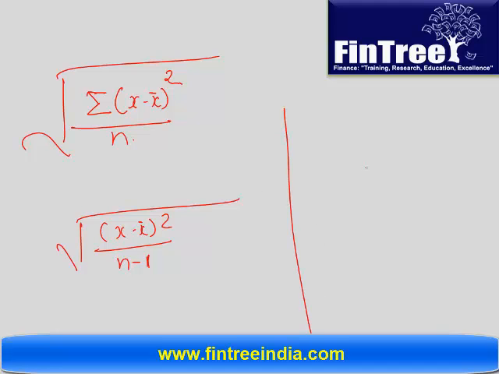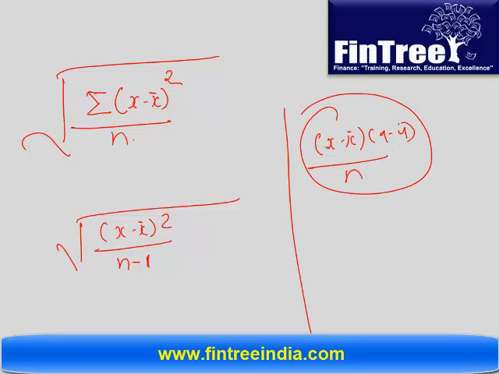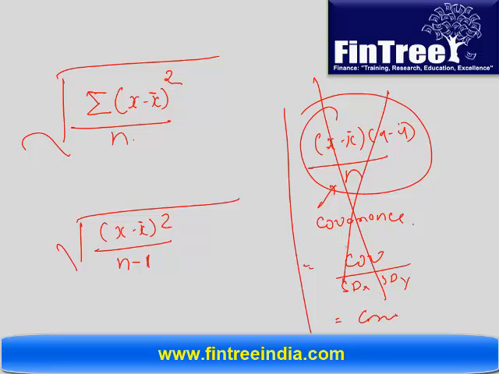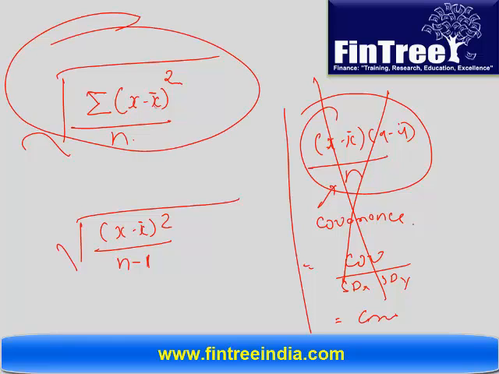The formula that you probably remember is this: x minus x bar into y minus y bar divided by n. What is this formula for? If there were two variables, this formula would have been for covariance. And once I calculate covariance, then I divide covariance by the standard deviation of x and the standard deviation of y, then I get correlation. We don't need this here.